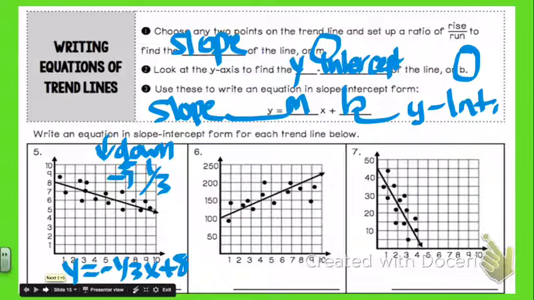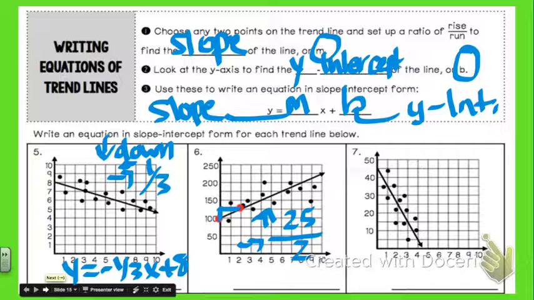And number 6. So we have a positive trend line and a positive correlation. I'm going to pick 2 points on the line. So it looks like I have a point, and it's going to start here, and here is the next point. So I'm going to rise from 100 to right between 100 and 150, which would be 125. So I'm going to go up 25. So I'm rising 25. And I'm going to run from 0 to 2.